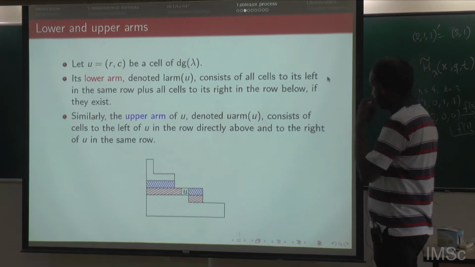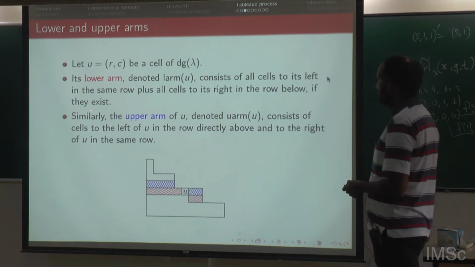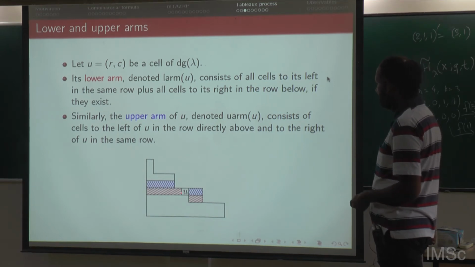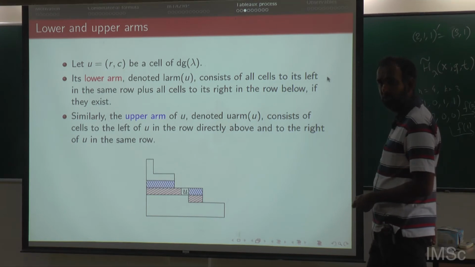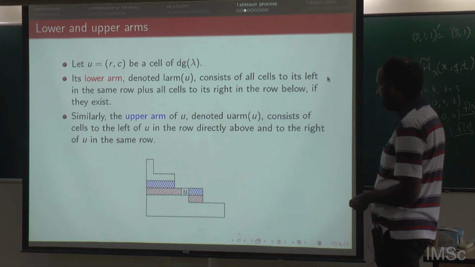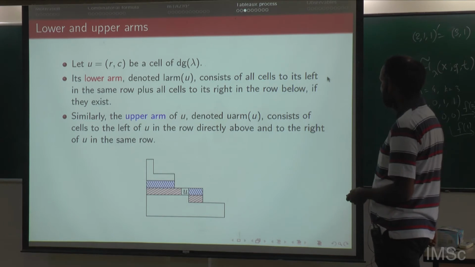Okay. So to define the transition, I need the notion of a lower arm. For a cell, the lower arm is drawn in red. It's the set of all cells to its left in the same row and to its right in the row below, strictly right. And there's a notion of upper arm which is very similar. I don't need it, but it's important in the proofs.